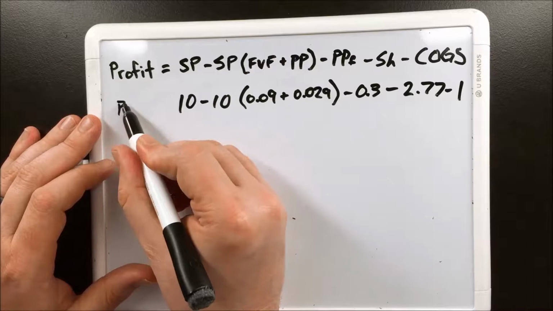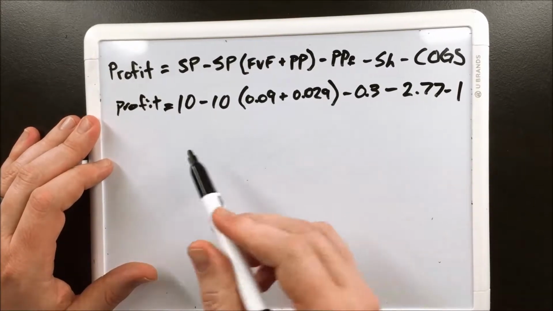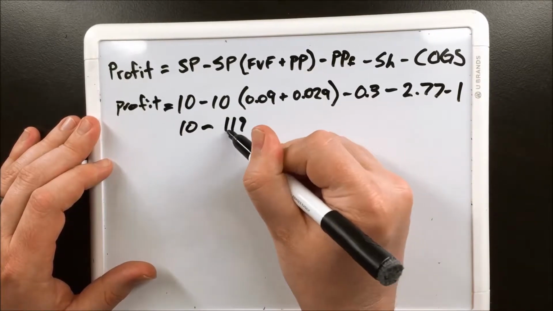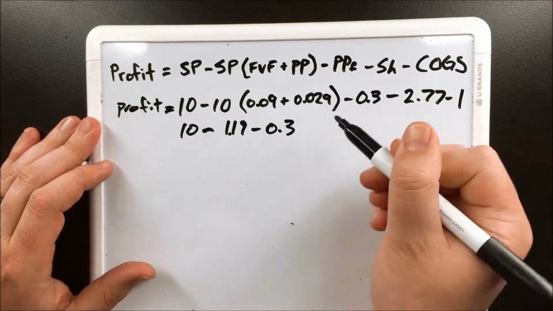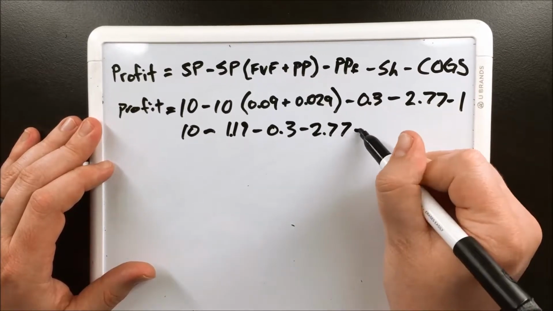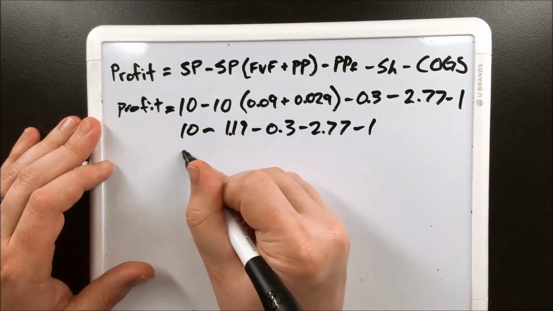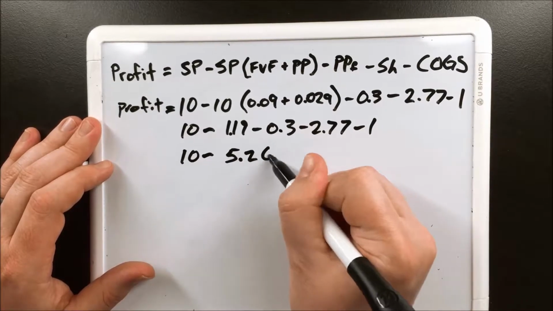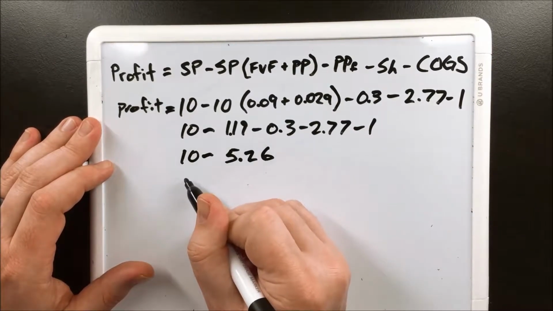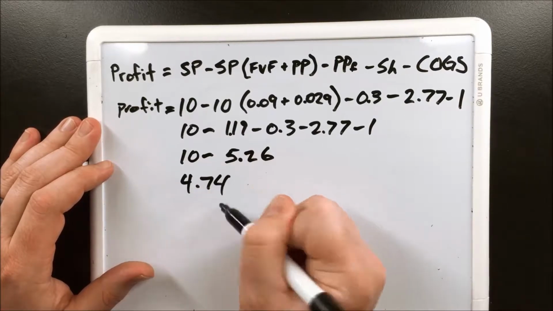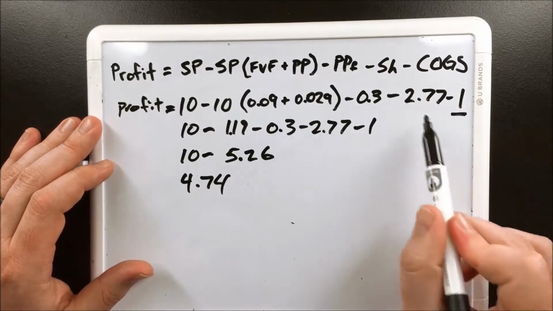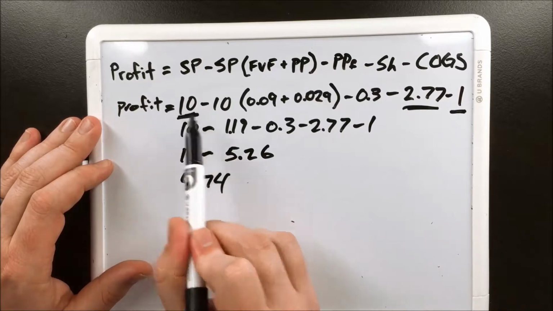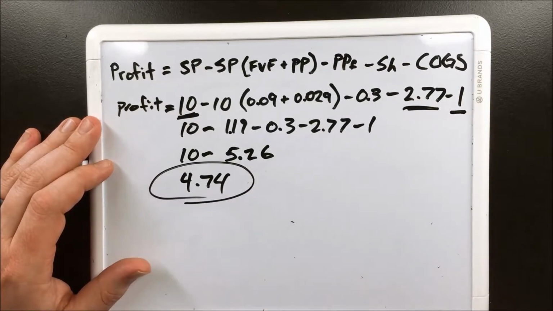So the profit equals 10 minus $1.19 minus 0.3 minus 2.77 minus 1. And that simplifies down to 10 minus 5.26, and that equals 4.74. So if I sell a CD for $10, with $2.77 shipping, and a CD they purchased for $1 rather, your profit will equal $4.74.